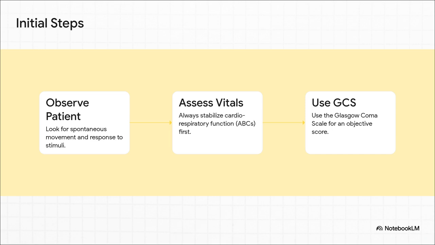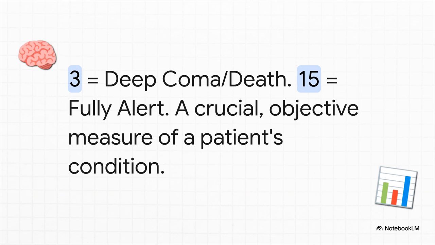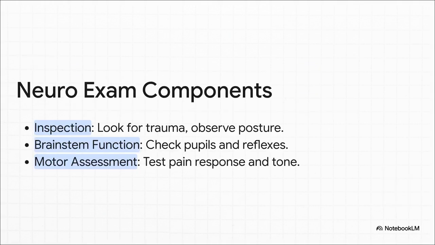What's their breathing pattern? After that, you need to get an objective score for their level of consciousness using a standardized tool. And that tool is the famous Glasgow Coma Scale, or GCS. It gives you a number from 3 to 15 based on their eye-opening, verbal, and motor responses. 15 is a fully alert person, just like you and me. A score of 3 represents the deepest coma or even death. It's a really crucial objective way to assess how bad things are and to communicate that clearly to the rest of the team. But the GCS is really just the start.